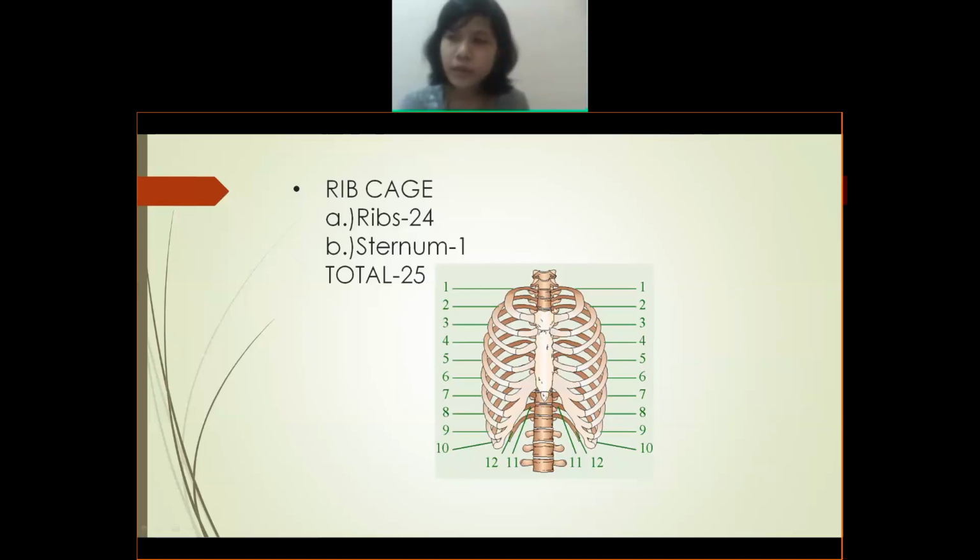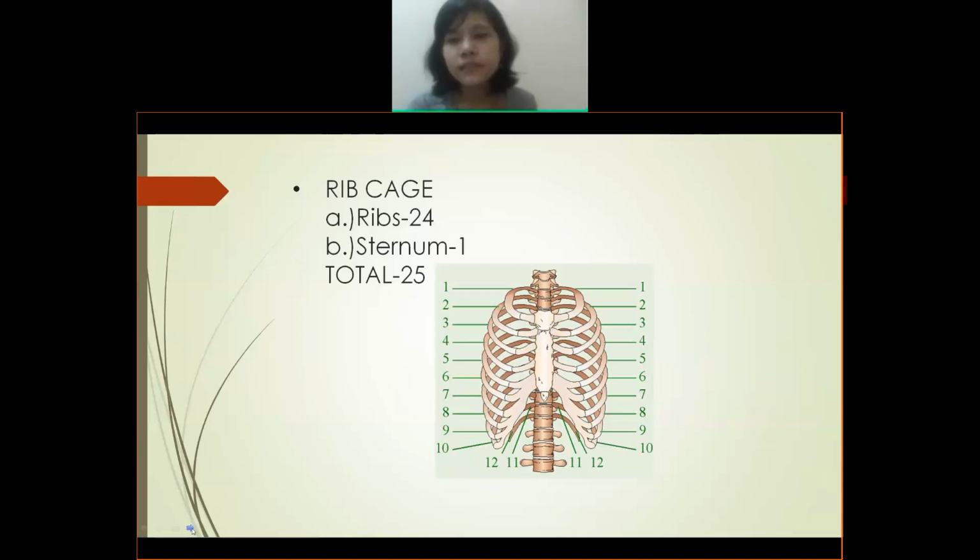Next is your sternum. This is your sternum. The point where your ribs meet, जहाँ पे वो लोग मिलता है. The point where the ribs meet together is known as sternum, S-T-E-R-N-U-M. Right in the middle. So how many sternum do you have? One. Are you clear?